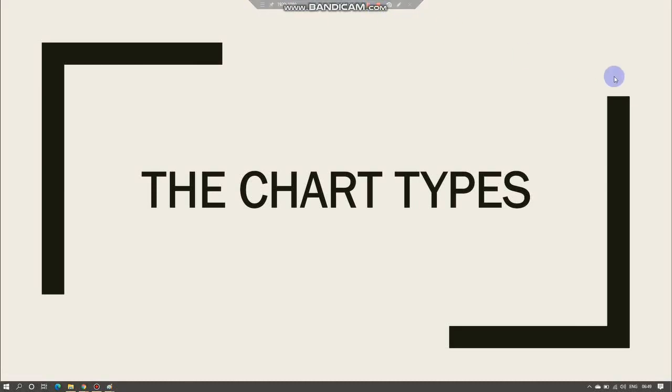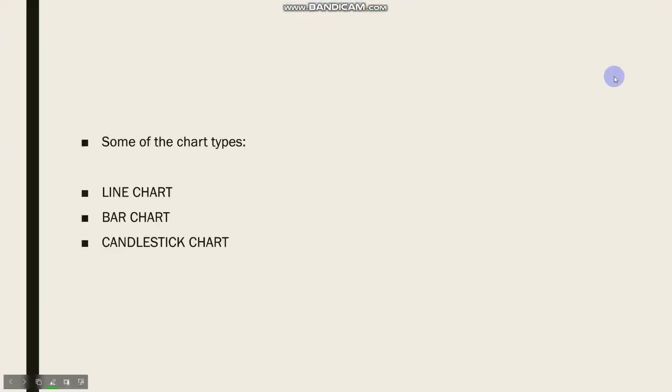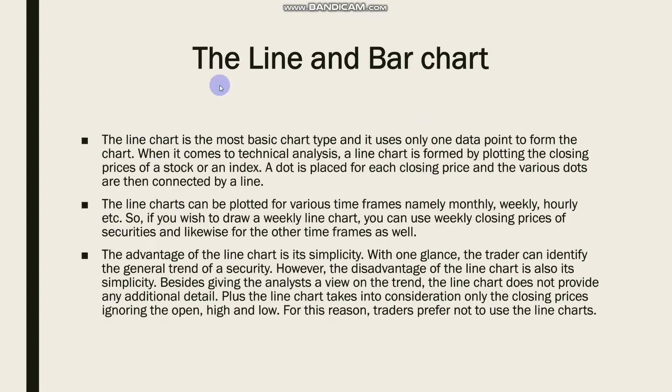The chart types. Some of the chart types are line chart, bar chart and candlestick chart. The line chart and the bar chart. At first I'll just try to tell you the theory part, and later I'll be showing you the bar chart, line chart, candlestick chart on real charts. So at first just try to understand the theory part.